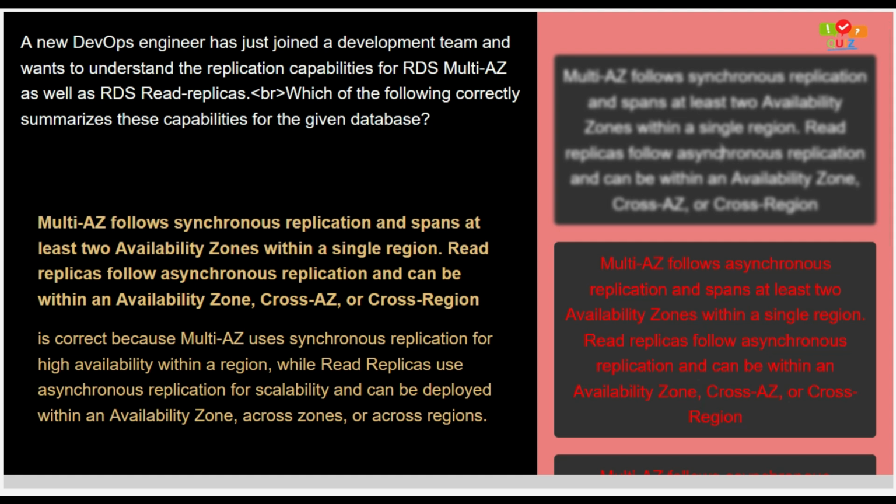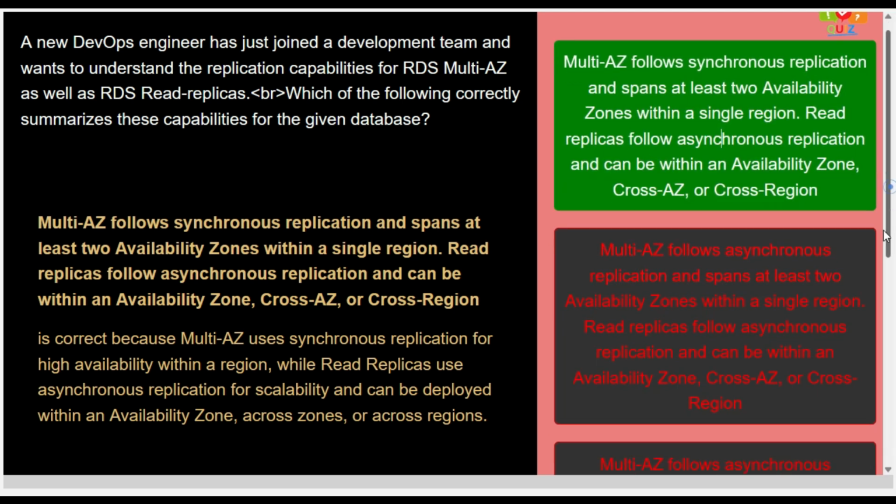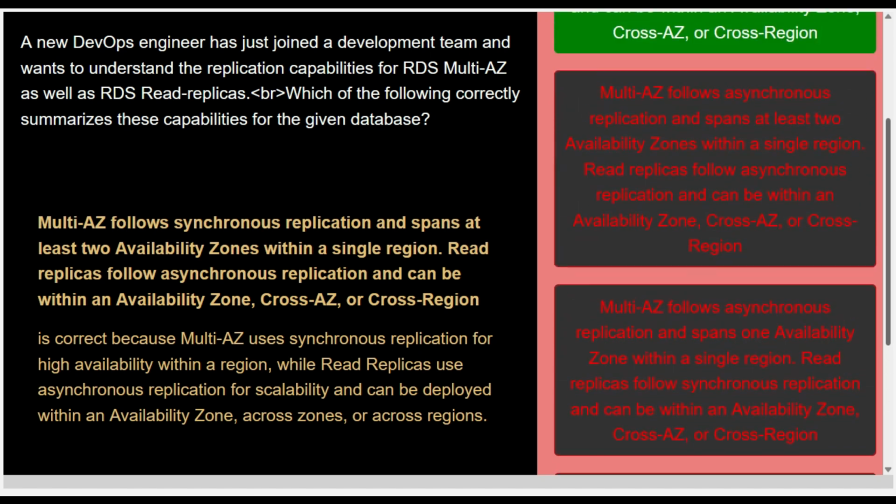Multi-AZ follows synchronous replication and spans at least 2 availability zones within a single region. Read replicas follow asynchronous replication and can be within an availability zone, cross availability zone, or cross region. This option is correct. Why? Because multi-AZ uses synchronous replication for high availability within a region, while read replicas use asynchronous replication for scalability and can be deployed within an availability zone, across zones, or across regions. Okay, got it? So this is why option number 1 is the correct answer. Okay, and all the other options are wrong.